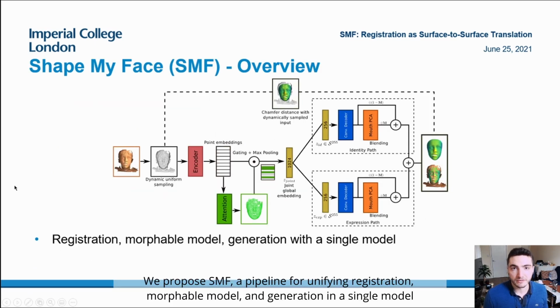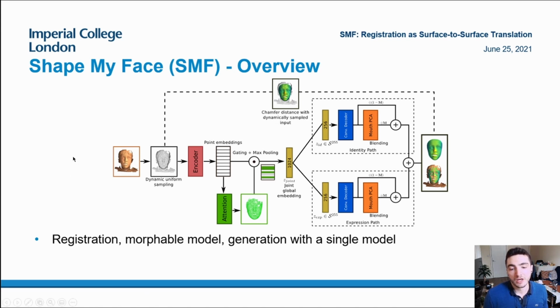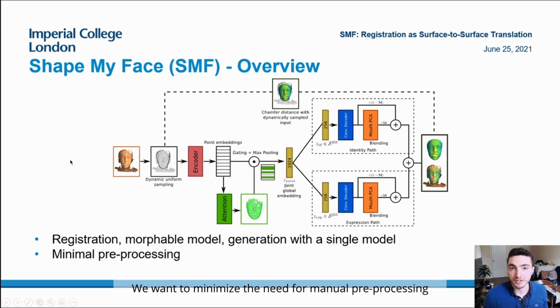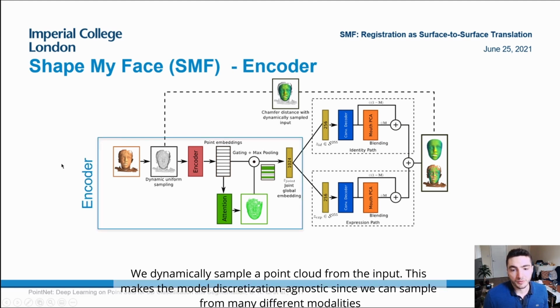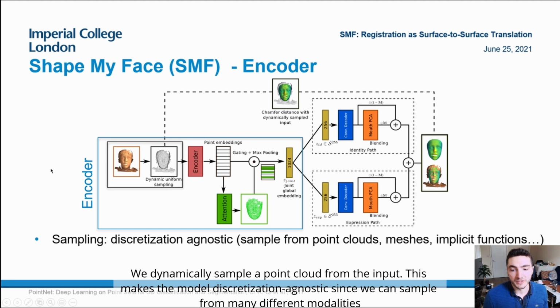We propose SMF, a pipeline for unifying registration, morphable model, and generation in a single model. We want to minimize the need for manual preprocessing, and to provide a compact model that generalizes well and is robust to noise, for example for use in embedded scanners. We dynamically sample a point cloud from the input. This makes the model discretization agnostic since we can sample from many different modalities.